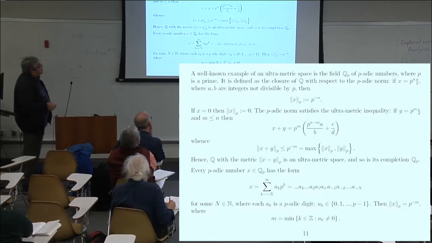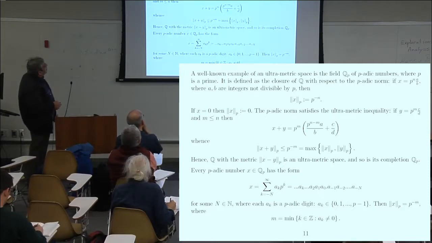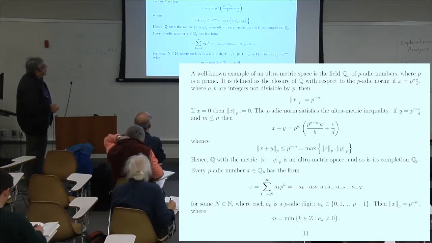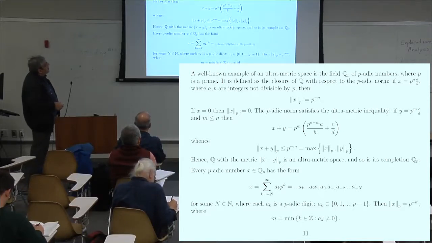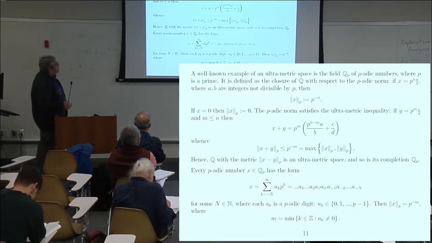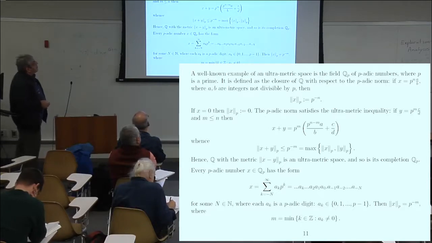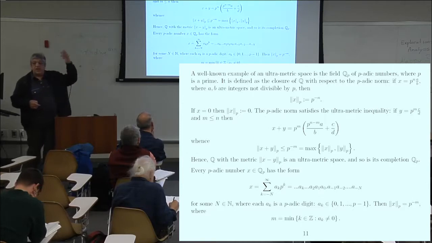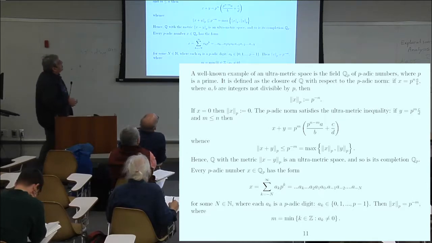Because if X has this shape, and Y, let us consider another rational Y, which has the shape P to the power M times C over D, C over D being co-prime with P, and assume that M is bounded by N. Just one of them has a smaller value of this power. Then when we sum up X and Y, we just take out P to the power M, and P to the power N minus M is then an integer, and we see from this representation that the norm of that will be bounded by P to the minus M. Because the denominator here is co-prime with P, this implies that. And this is exactly the maximum of these two. This is a very natural way how the ultrametric inequality appears from a completely different consideration, from just divisibility properties.